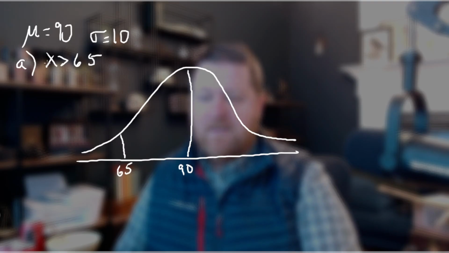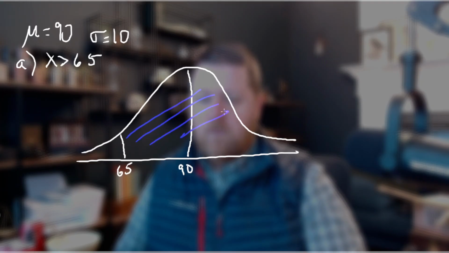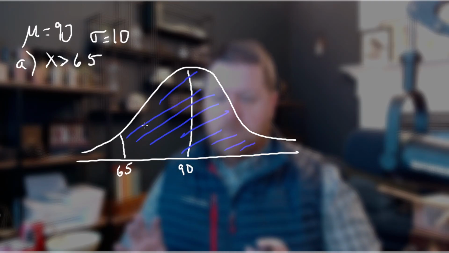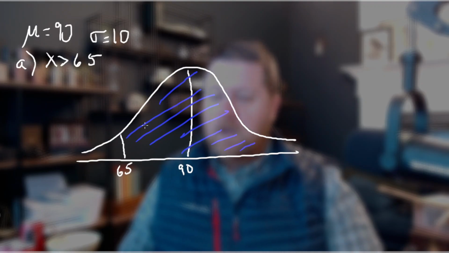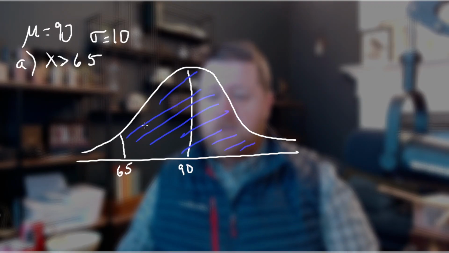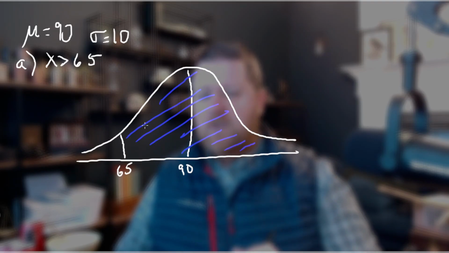And we want to shade the area that we're looking for. I'm going to shade this in blue just so that it looks a slightly different color. We want to shade the area that's greater than 65. So that's this whole area over here, right? Including the area above 90. It's just everything greater than 65. Perfect. Okay. So now this is starting the process. Step one, draw the picture. Always draw the picture. Step two is we want to turn our x value into a z value.